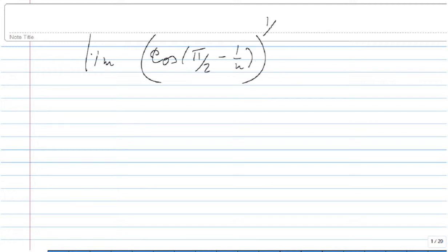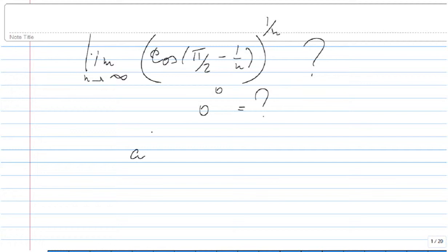So here we are looking at finding the limit of cosine of pi over 2 minus 1 over n to the power 1 over n when n goes to infinity. So as you can see, the inside goes to pi over 2 minus 0. Cosine of pi over 2, that's 0, so it's 0 to the power 0, and that's an indeterminate form.